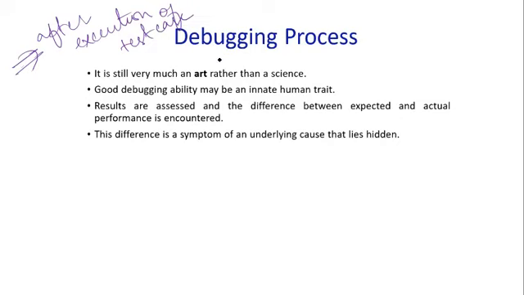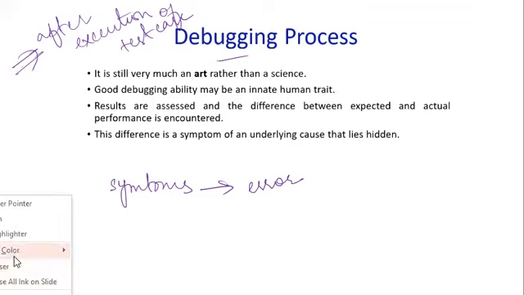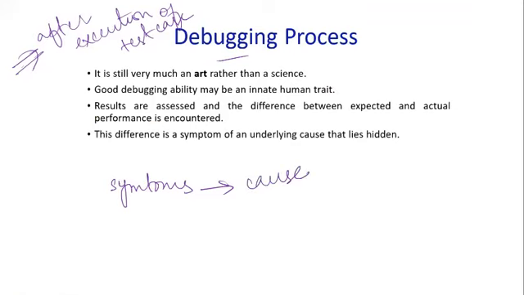Now, the job of this debugging process is that the different symptoms of the system, the different errors, you're going to try and match them with the cause. What is causing the particular error? And then you're going to go for error correction.